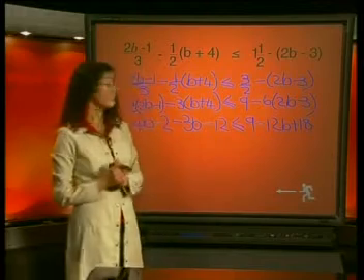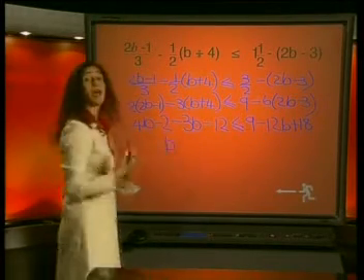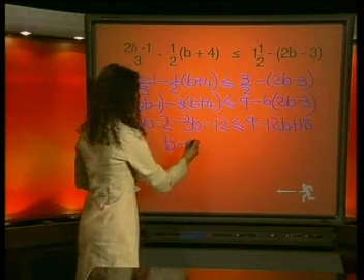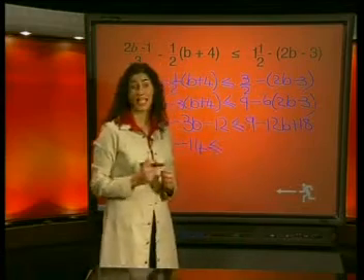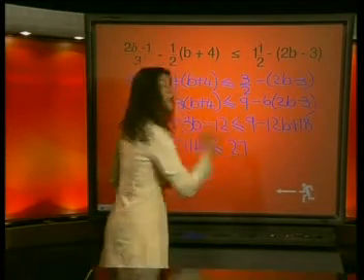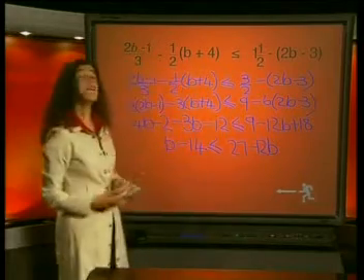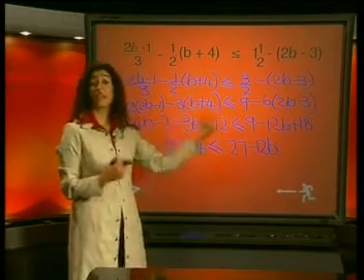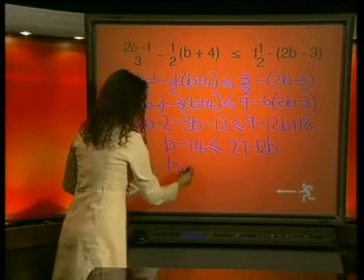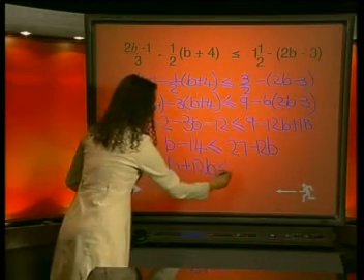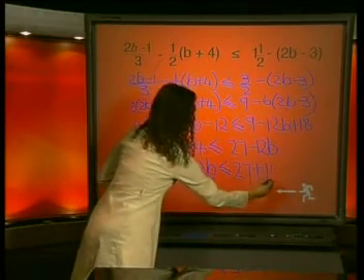We then add our like terms. So we've got 4b minus 3b, which gives us b, and minus 2 minus 12 is minus 14, is less than or equal to. On this side, we have 9 plus 18, which is 27, minus 12b. Okay, now let's get all the b's on the left-hand side and the numbers on the right-hand side. So we get b plus 12b is less than or equal to 27 plus 14.